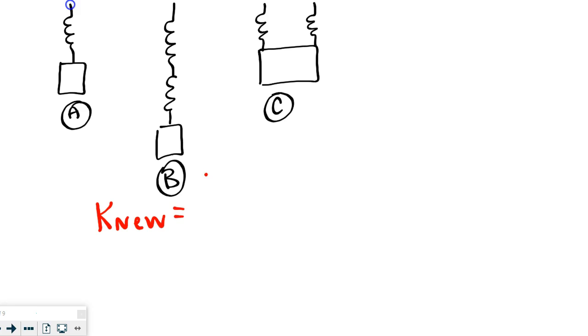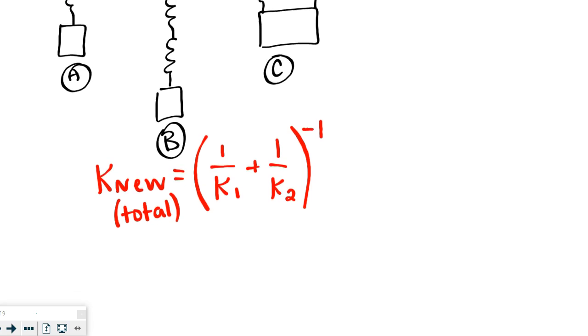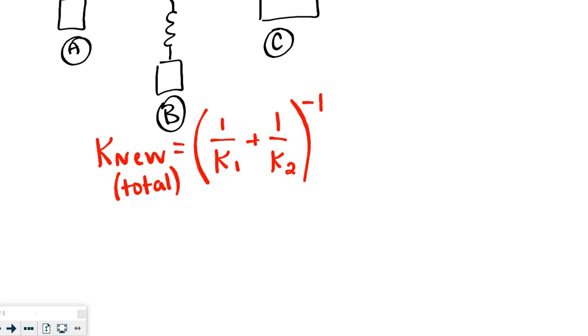So that means equation-wise, we would end up with total K, which is spring constant, equals the inverse of 1 over K1 plus 1 over K2. So in this situation, if the K's are equal, that means we end up with half the K. So two springs connected end to end is a spring constant of half a K.